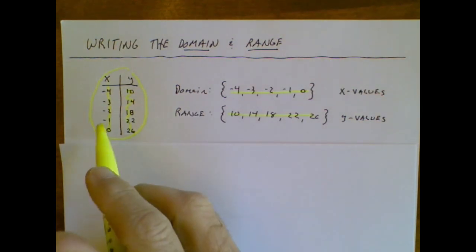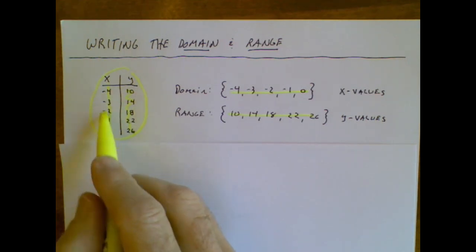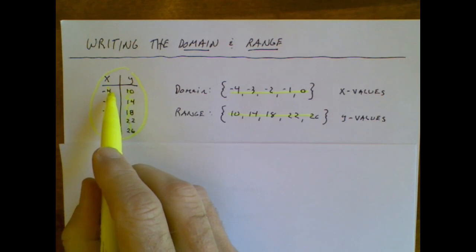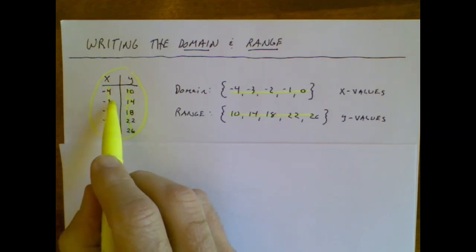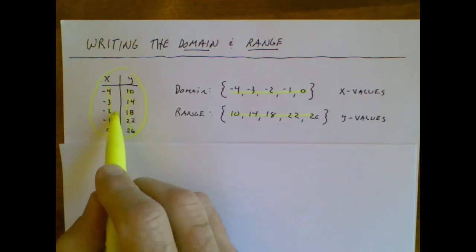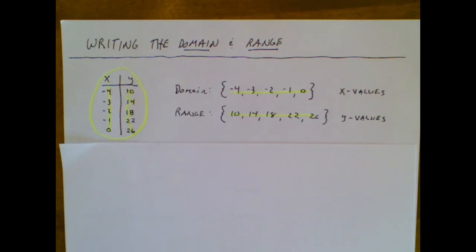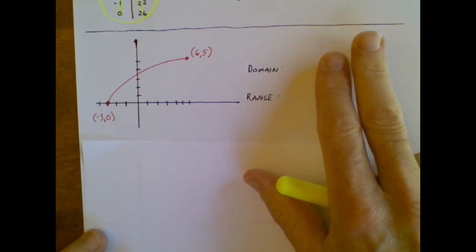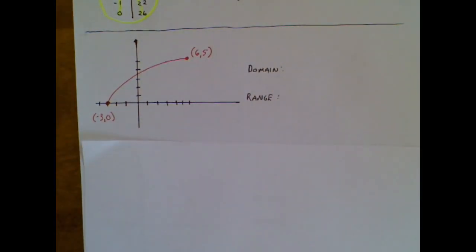Now, the difference of what we're going to do today is we're going to move from data like this, which is discrete data, meaning we go from a -4 to another integer -3 to another integer -2. And we're going to move to graphing data, which is going to be continuous. So let's begin with the problem that looks like this. Okay, we want to write the domain and the range for that function.